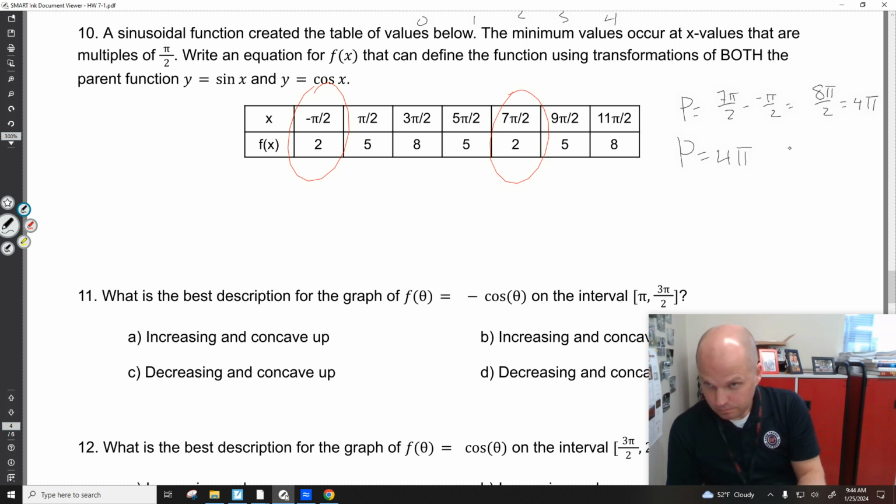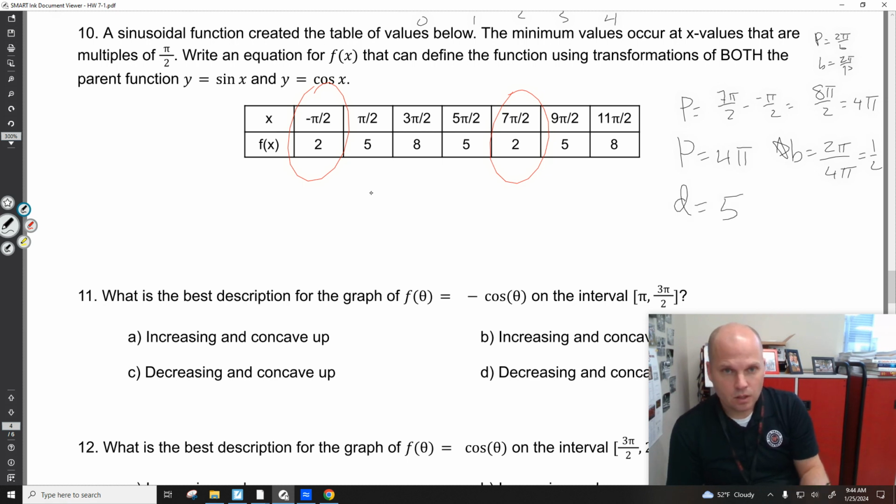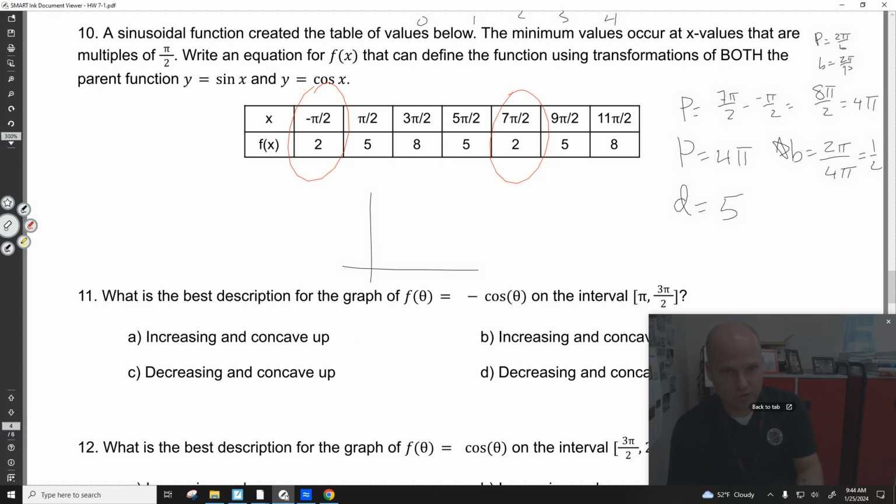That means B is our normal period of 2 pi divided by that period of 4 pi. Period equals 2 pi over B. B equals 2 pi over the period. So that's a B value of a half. That's important. My midline is 5. I'm starting at a negative.